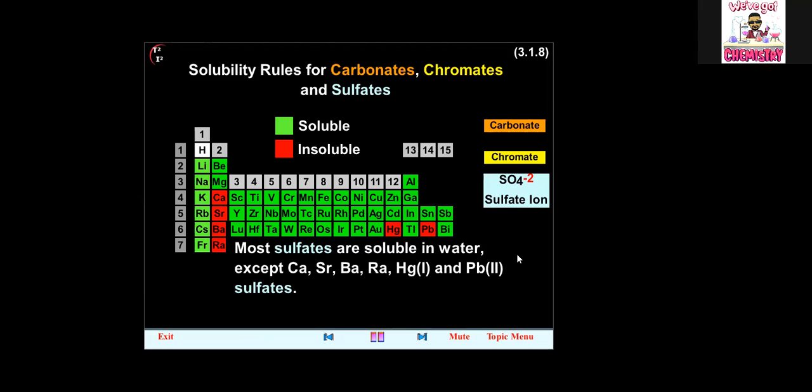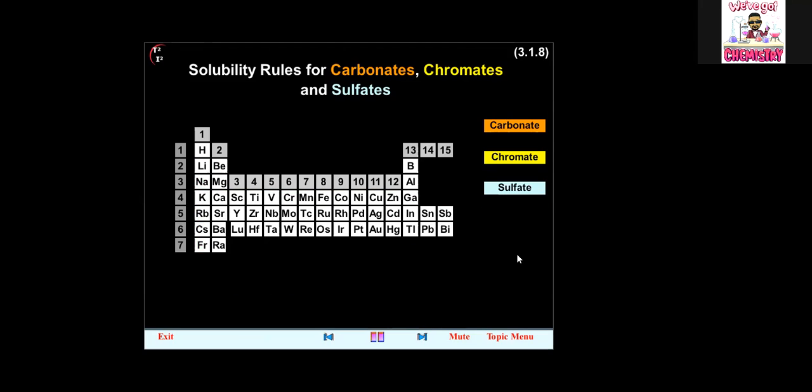So these are the solubility rules for carbonates and chromates. They are all soluble with group 1. It's like they are in love with group 1. Most of them are always soluble with group 1, and they are insoluble with others.